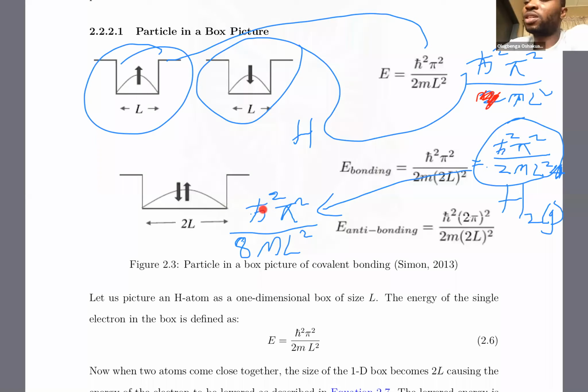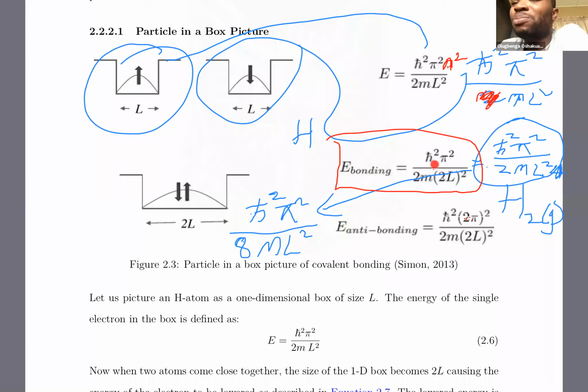And you'll notice something here: there is something missing from this formula. It's not completely complete. There is also something we should add here, which is n squared. So for n equal to 1, which is what we have been dealing with, 1 squared is equal to 1. So we can easily say that our E bonding is equal to what we have here. But when n is equal to 2, we'll have 2 squared. For the E anti-bonding, we'll have 2 squared, which is also different from what we have here.